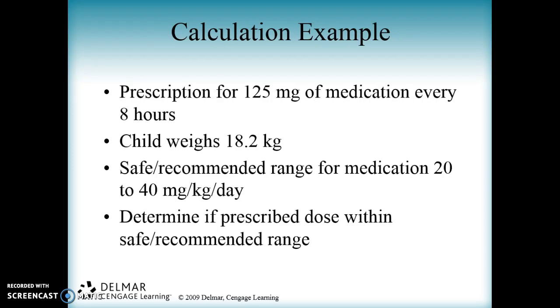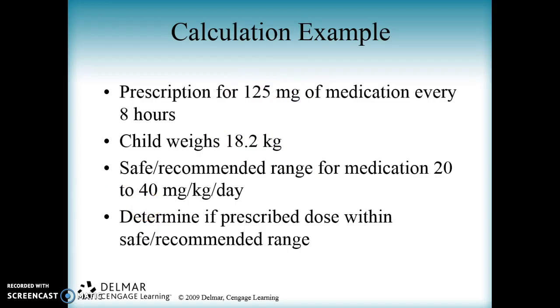So here's the prescription. It's for 125 milligrams of medication every 8 hours. The child weighs 18.2 kilograms, and the safe recommended range for medication is 20 to 40 milligrams per kilogram per day. And what we want to determine is, is what the doctor ordered safe? So is this 125 milligrams the appropriate amount for this patient who weighs 18.2 kilograms?